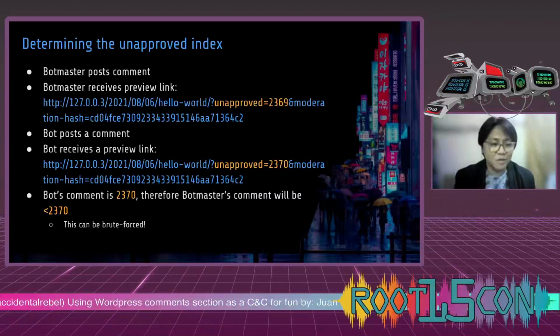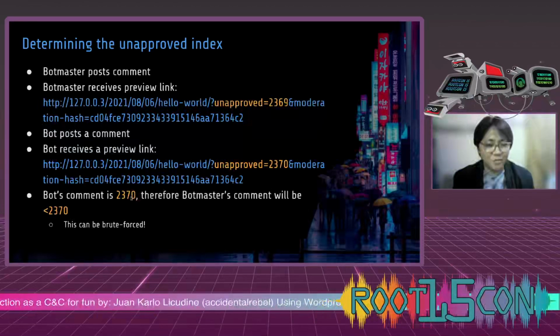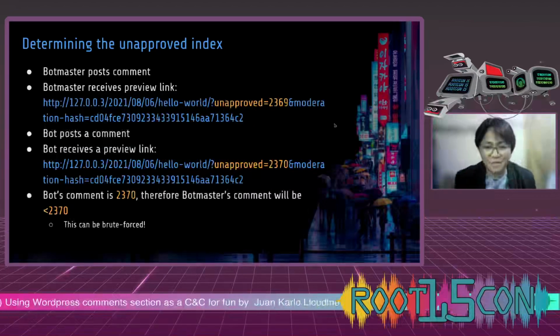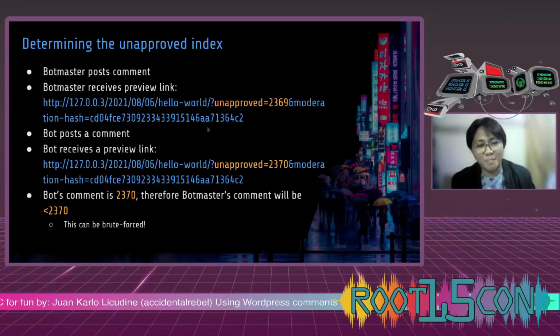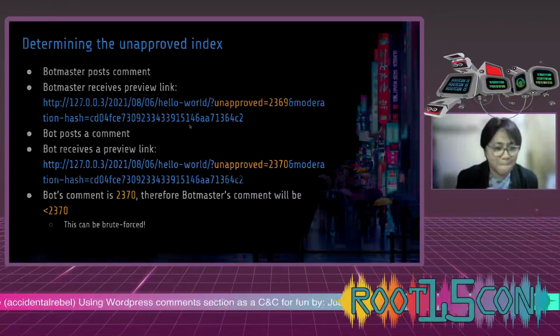Well, we could assume that since our comment is 2370, the bot master's comment would have an unapproved index less than 2370. We can just brute force that. We could visit 2365, 2366, 2367, 2368, and then 2369. And then we have the unapproved index of our bot master. Okay, one down, one more to go.